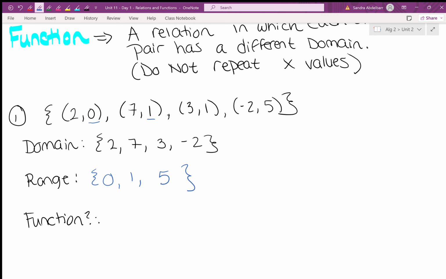All right, now I'm asking you, is this relation a function? So we're going to look, right? For it to be a function, what are we not allowed to repeat? The x. We're not allowed to repeat the domain. Are we allowed to repeat the range? Yes. So I'm looking, 2, 7, 3, -2. Have any of the x coordinates been repeated? No. So is this a function? Yes.